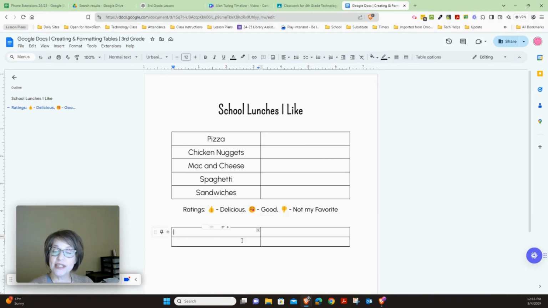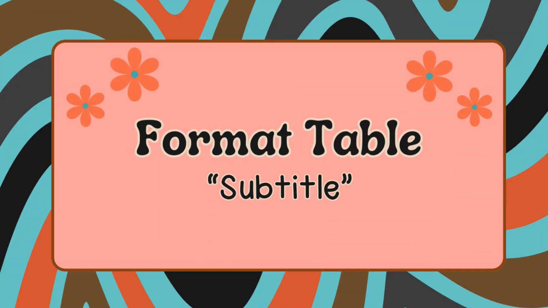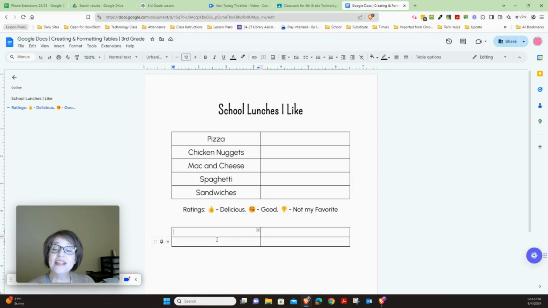We can type different things in our table. So stop and do that now. The next thing I want to do is format our table. So how we're going to do that is make sure your mouse is clicked right here. So your cursor is there. Hold down your shift button and do the down arrow and then the right arrow. And we've highlighted our entire table.